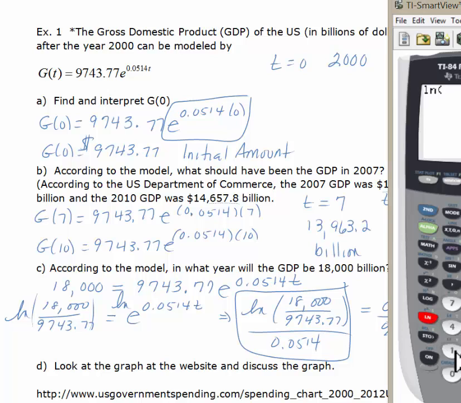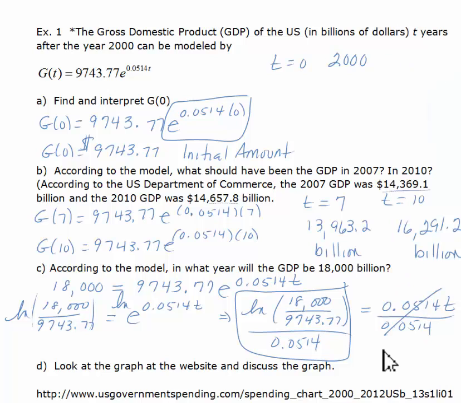Right, we have the natural log of 18,000 divided by 9743.77. Close that and divide that by 0.0514. So this is approximately 11.9 years after the year 2000. So t is approximately 12, so this would happen in approximately the year 2012, according to the model.